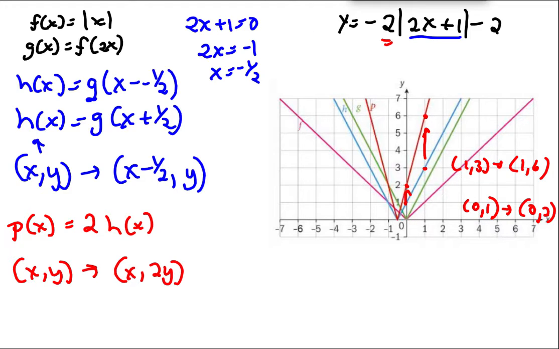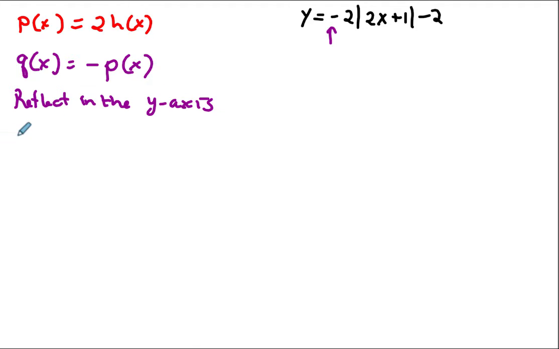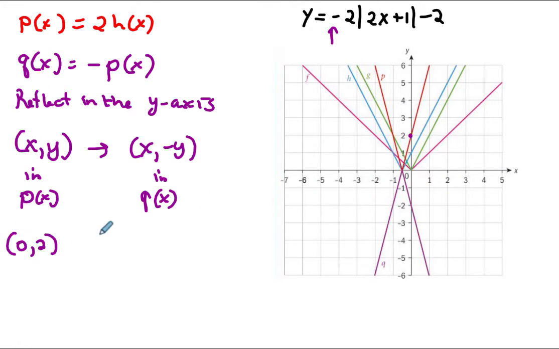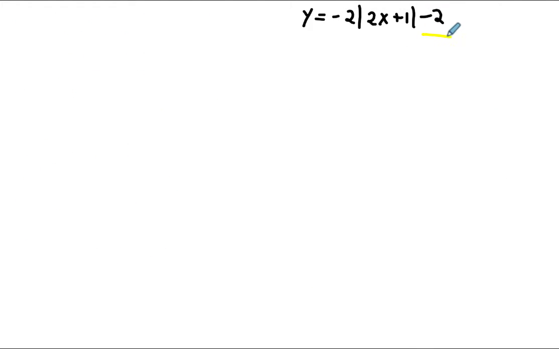And this is our transformation. Next, we're going to deal with the reflection, or the negative. And so q of x is going to be equal to negative p of x, which is a reflection in the x-axis. When you reflect in the x-axis, your y values become the opposite. So I have all the same x points and just switch my y values.